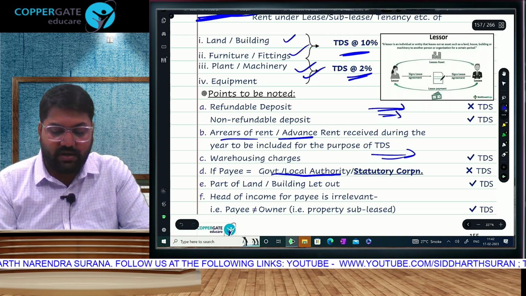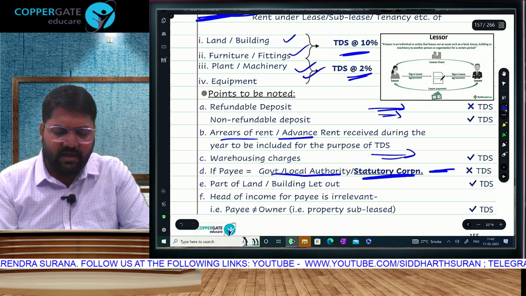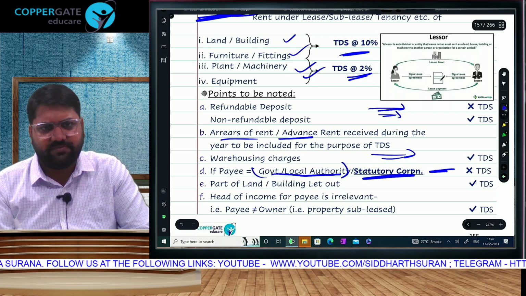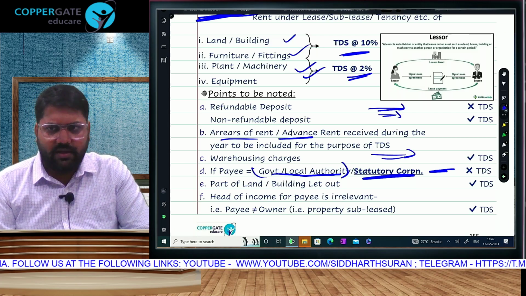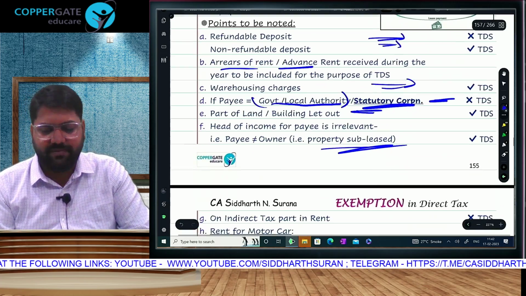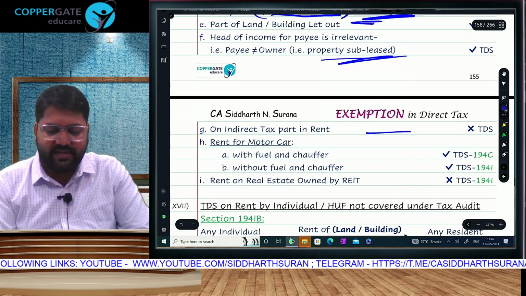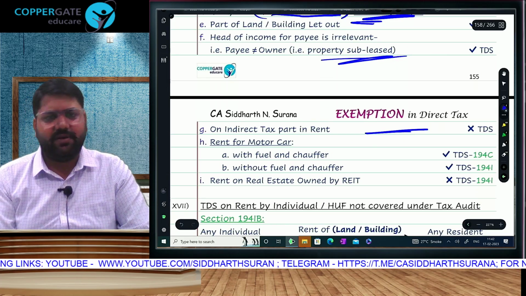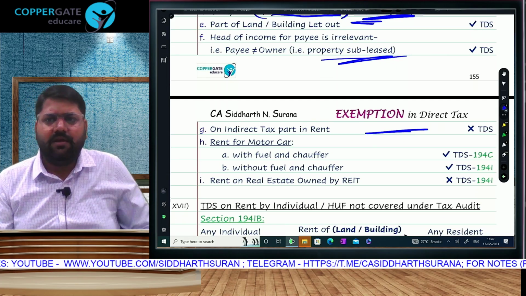Payment to government, local authority or statutory corporation, no TDS. Government anyways no TDS under 196, but statutory corporation is important out here. Even if part of a land or building is let out, it will be covered. Even subleased properties will be covered out here. If there is any GST on the rent part, so uske upar nahi. GST component nowhere in the chapter, there will be TDS.